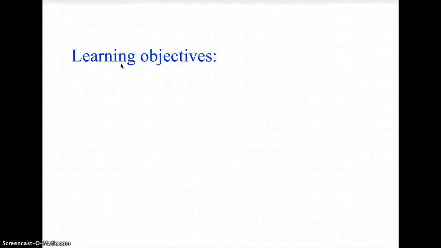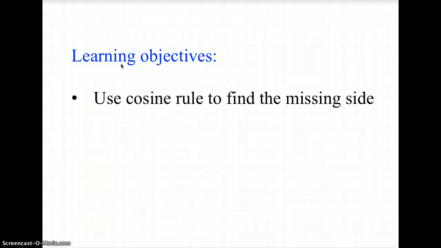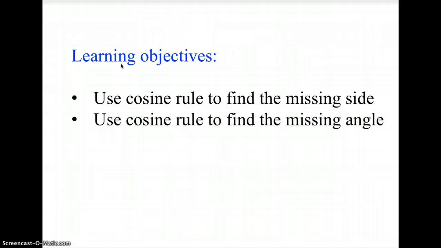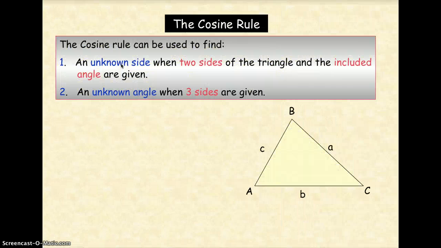Hello, your learning objectives for this video are to use the cosine rule to find the missing side, and to be able to use the cosine rule to find the missing angle. Let's start with the cosine rule.